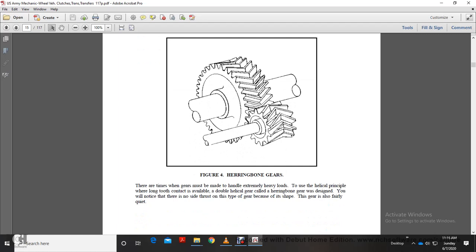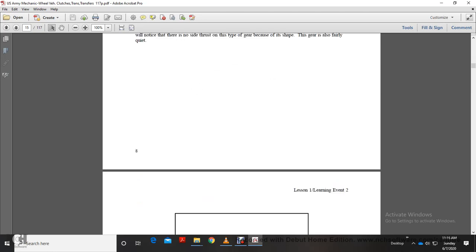Herringbone gears. At times, when gears are made to handle extremely heavy loads, the helical principle, where long tooth contact is available, is used. The double helical gear, called a herringbone gear, was designed, and you'll notice that there is no side thrust on this type of gear because of its shape. This gear is fairly quiet.